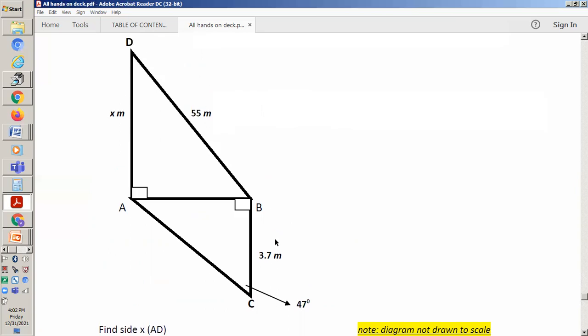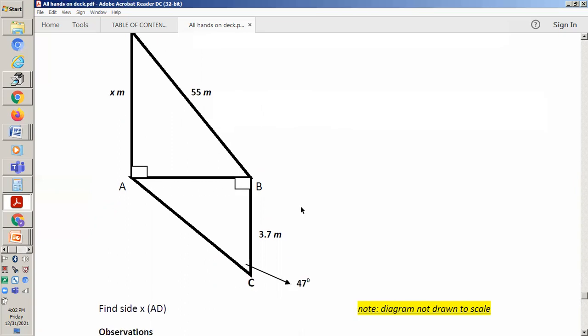So in order for us to find X, based on what I'm observing, there's no way we can find a reference angle in the top triangle. We can find another side. We can work out side AB using 47 as a reference angle and 3.7 as a side, which is what we're going to do.